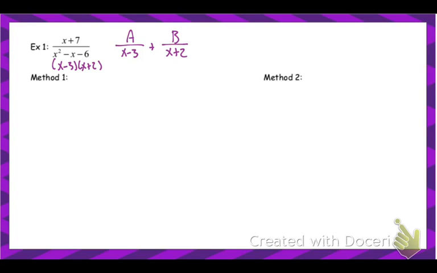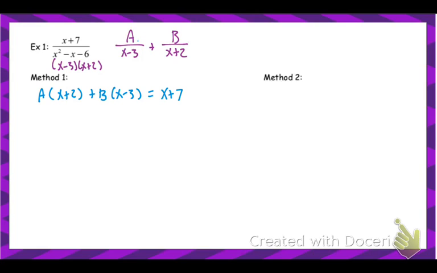Well, if I want to combine those two fractions together, I would multiply the left fraction by x plus 2, and I would multiply the right fraction by x minus 3. So if I did that, then I would have a times x plus 2 plus b times x minus 3. And when I combine that together, this would be the new numerator. Well, that numerator needs to be the same as the original problem, which is x plus 7.